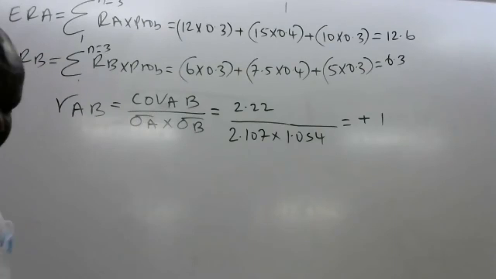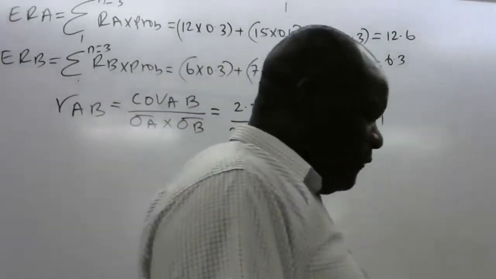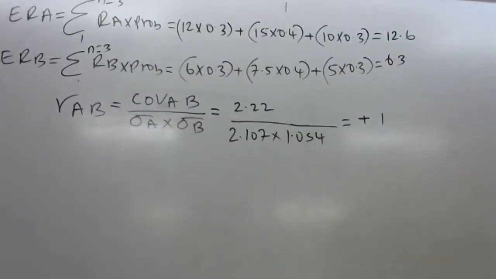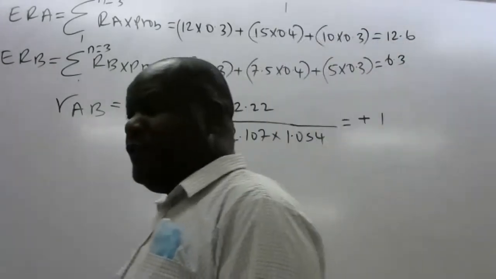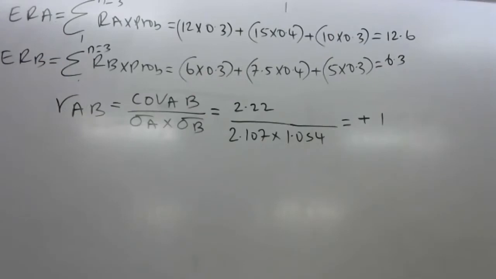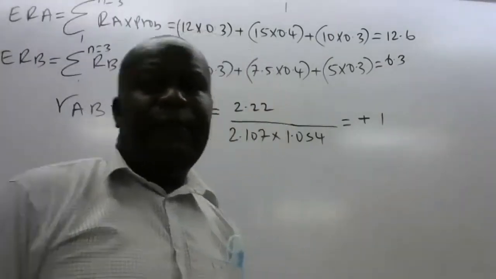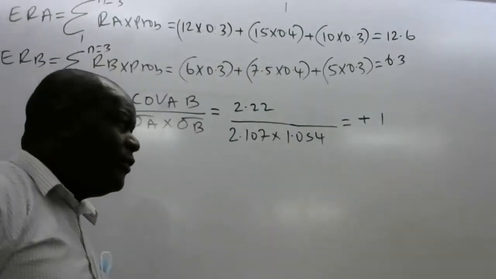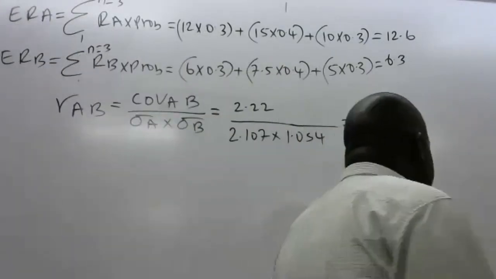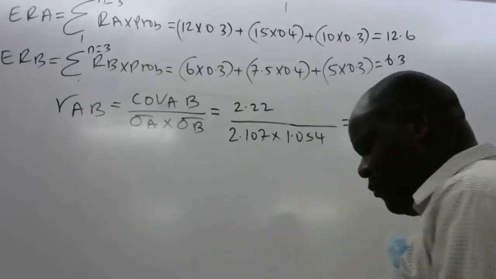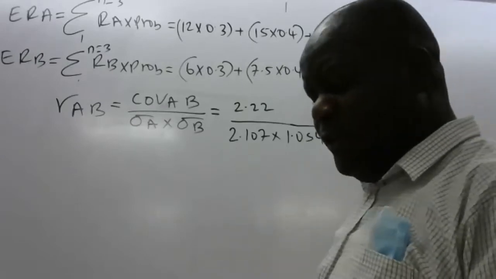How to get the correlation coefficient between the two securities' returns: before we get the correlation coefficient, we must first have the covariance. So now after that, we can check Roman letter three.